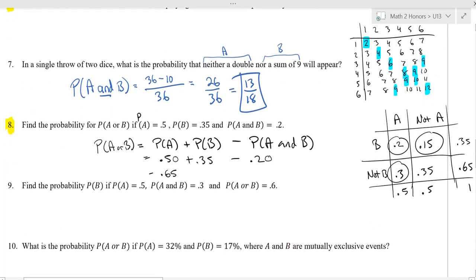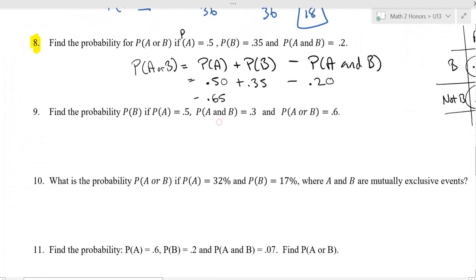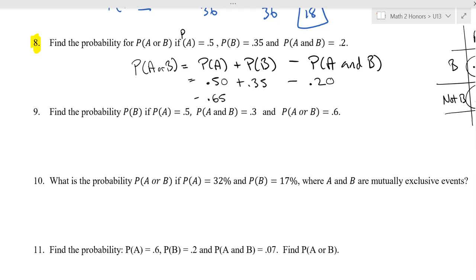Number 9, find the probability of B. You have the probability of A is 0.5, the probability of A and B is 0.3, and the probability of A or B is 0.6. So formula, you've got to remember, probability of A or B is the probability of A plus the probability of B minus the probability of A and B. And just plug in what we know and solve for what we don't.